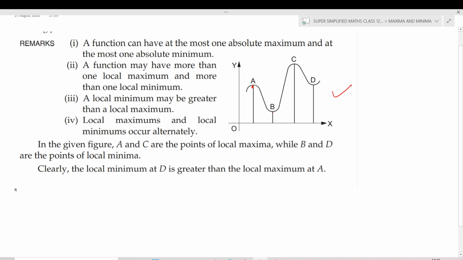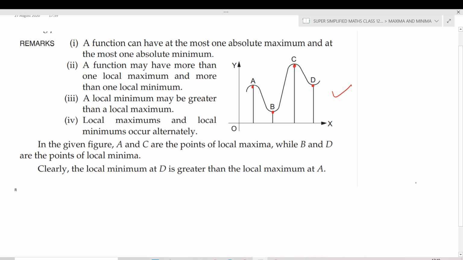B, C, these are some special points. What do we call these special points? These special points are such where the function is taking a turn. These are also called turning points, critical points, points of extrema, etc. So now a few remarks are there.